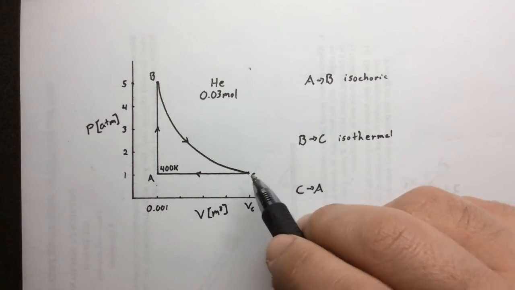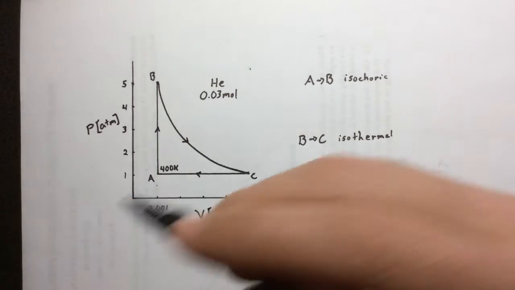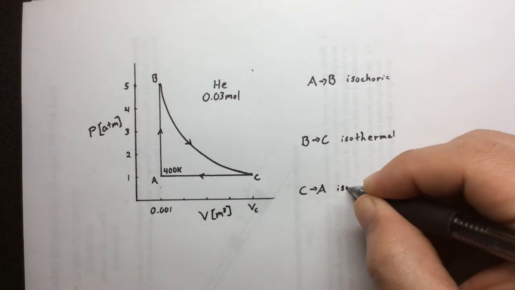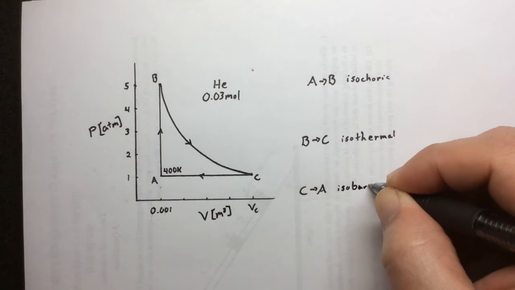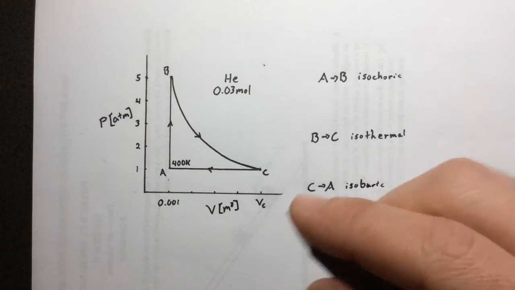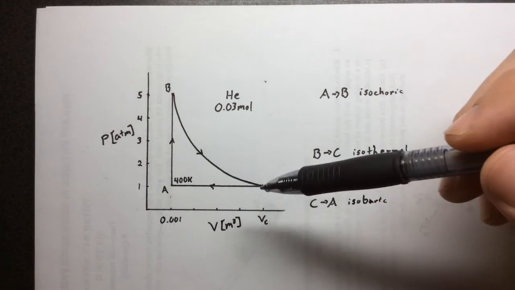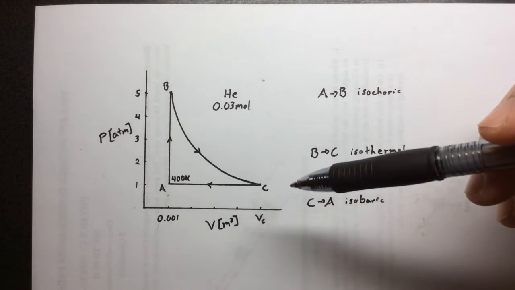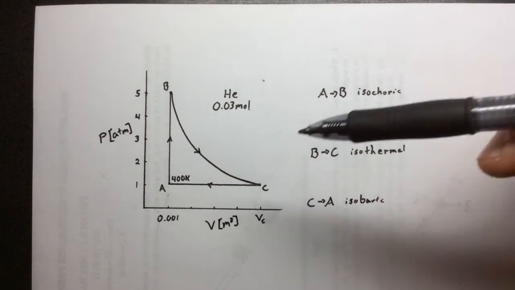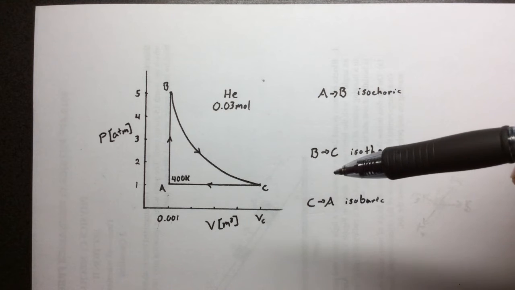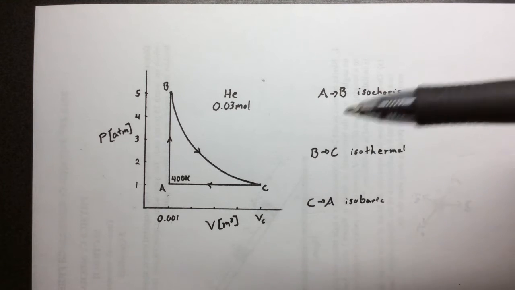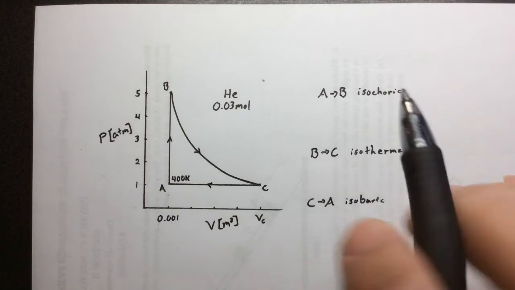C to A, we go through a constant pressure process. So this is an isobaric process, and in an isobaric process, the pressure remains the same. One particular difference between these three processes is that in some of them work is done, some of them heat is added, some of them work could be done negatively, and heat could be removed. So we need to look at that.